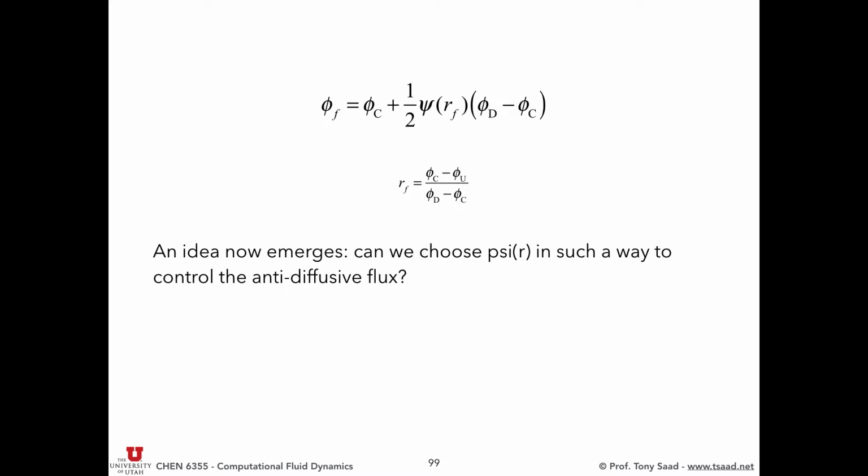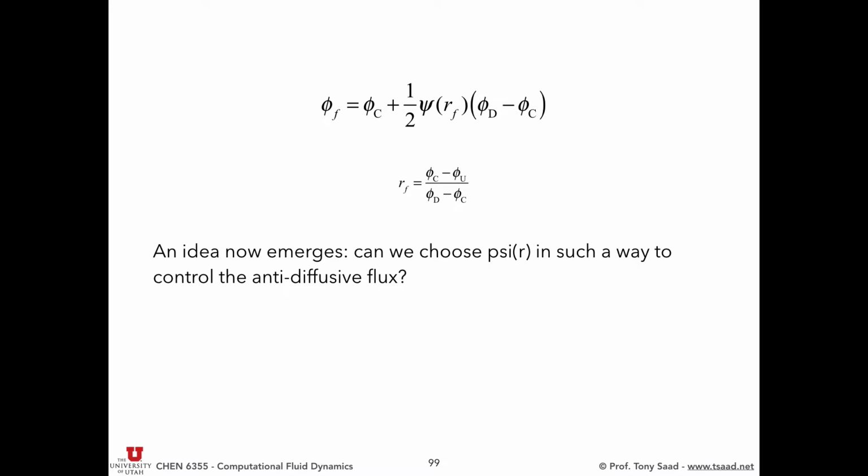An idea emerges, and the question is, can we choose psi in such a way to control the anti-diffusive flux? Now remember, the anti-diffusive flux kills the dissipation from the upwind, and that results in a dispersion term in the modified equation, which causes all of these oscillations that you see in regions of non-monotonic or sharp gradients. So now, can we manipulate that anti-diffusive flux in a way to make it 0 so that we retain diffusion from upwind, or make it fully active where we want to switch to central in linear or nice and smooth areas?